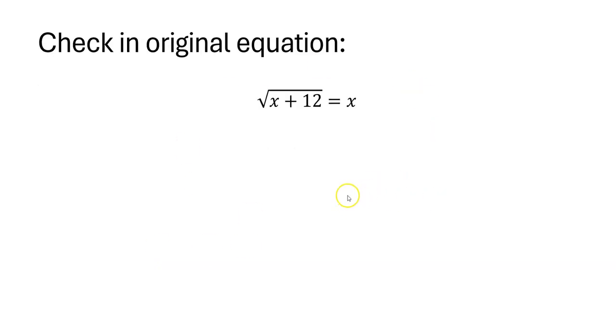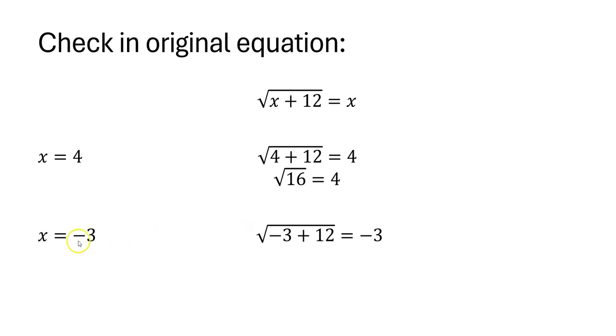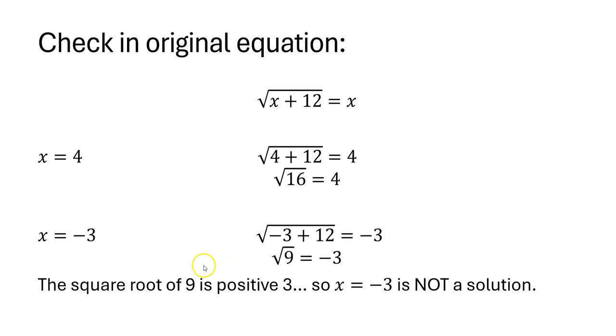So we go back to our original equation and we substitute in those values. When I substitute in 4, I get the square root of 4 plus 12, which is the square root of 16 equals 4. And yes, that is true. Then I substitute in negative 3, and I get the square root of negative 3 plus 12 equals negative 3. This gives us the square root of 9 is negative 3. In this case, that is not true. When we are solving, the square root of 9 is positive 3, and therefore negative 3 is not a solution.